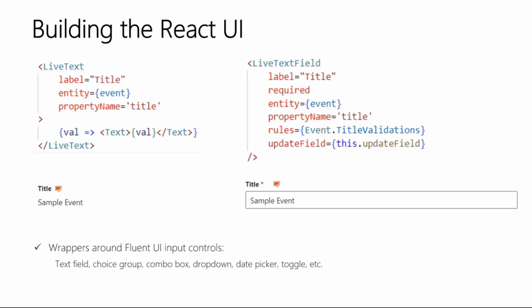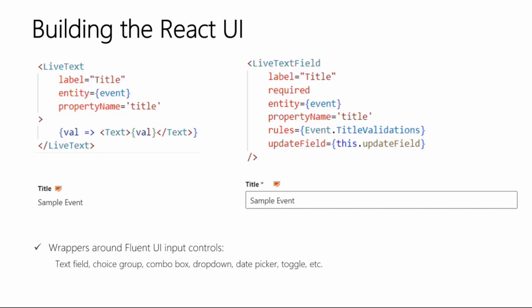So on the left, you'll see a live text component. And this is part of the Accelerator. And this one takes an optional label, the entity, and the name of any property you want to watch on that entity. And you can provide a render function as a child element of the component. So this is how you can custom render the display value. It automatically renders the live update icon next to the label. And on the right, you'll see an example of a live text field.